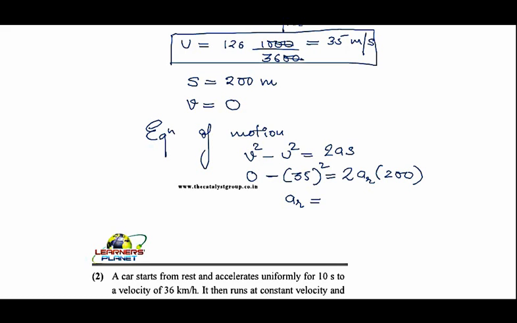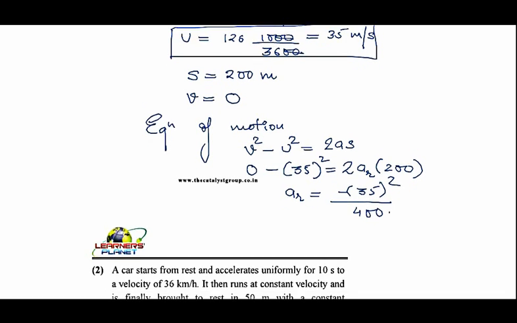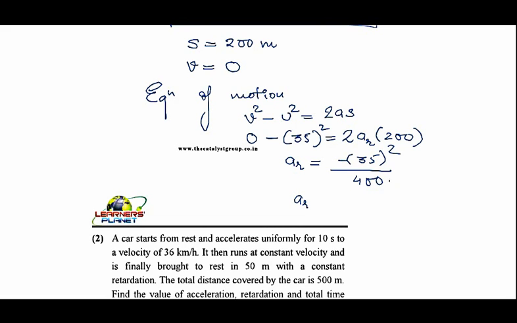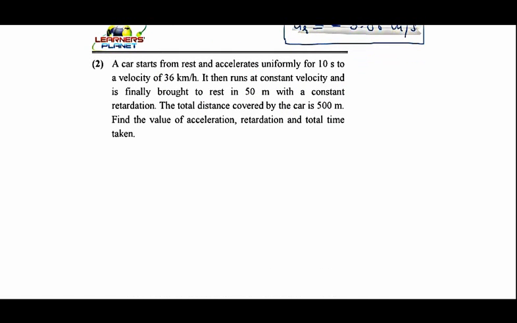So this will be simply a mathematical calculation, that is minus 35 squared divided by 400. Is it clear? On calculation you will get the retardation equal to minus 3.06 meter per second square, that is the unit in this case. So your final answer comes out to be minus 3.06 meter per second square. Is it clear friends? Let us move on to the next question.